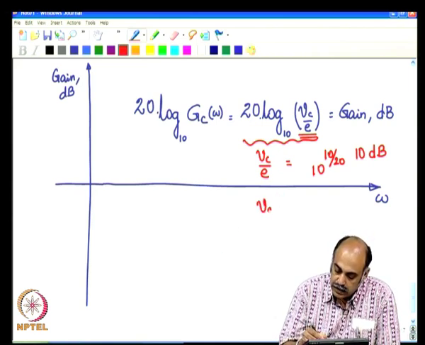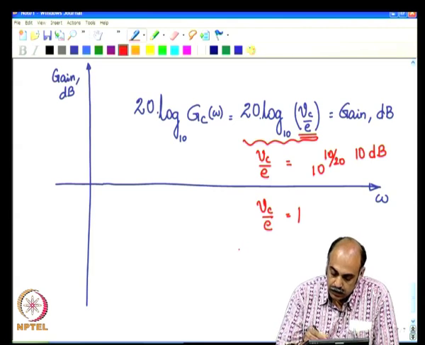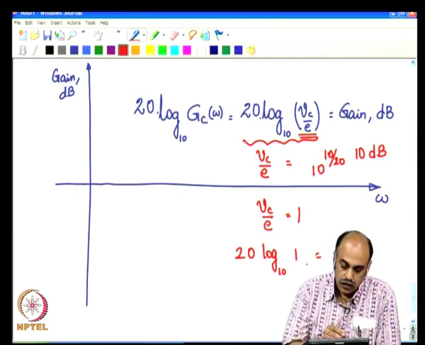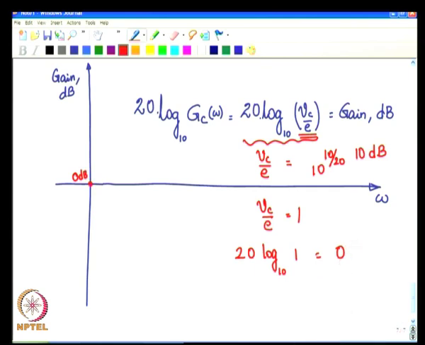So, if Vc by E is equal to 1, okay, the absolute gain, the actual gain is 1, then in dB it is 20 log base 10 of 1, which is 0 dB. So, when you say 0 dB, it implies unity gain, absolute wise unity gain. So, keep that in mind.